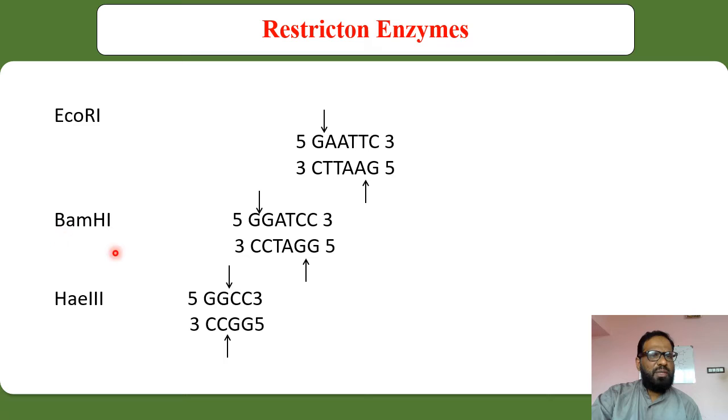In the same way, if you use BamH1 and the recognition sequence is GAATTC, then you can find that this enzyme is not able to break the phosphodiester bond. That's when you find that this particular enzyme is specifically meant for this recognition sequence, and this other enzyme is specifically meant for that recognition sequence.